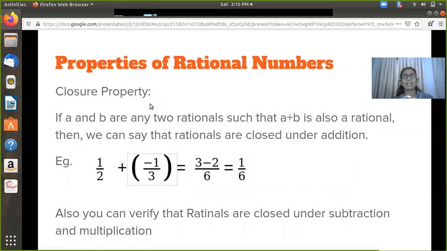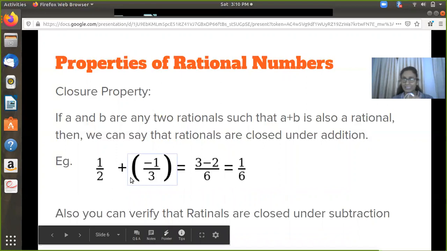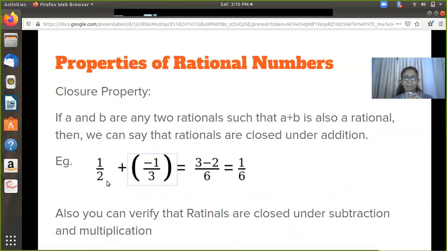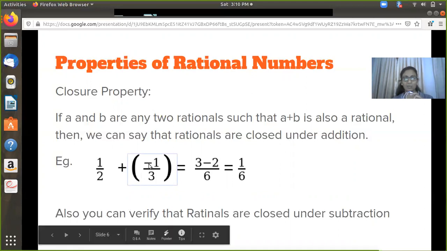So I get back the sum as one of the elements of the group of rational numbers. Then I say that the closure property gets satisfied for the operation of addition on rationals. So this we will see with an example. I have taken two rationals, deliberately a positive rational and a negative. I have taken 1 by 2 as my first rational and negative 1 by 3 as my second rational.